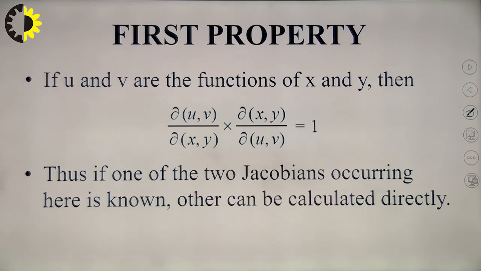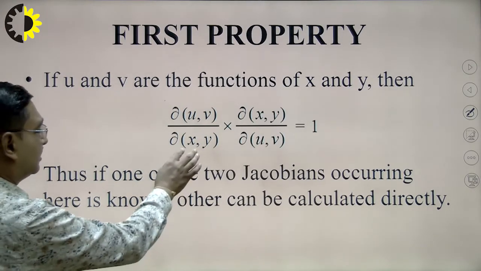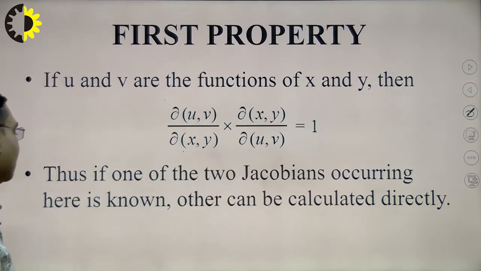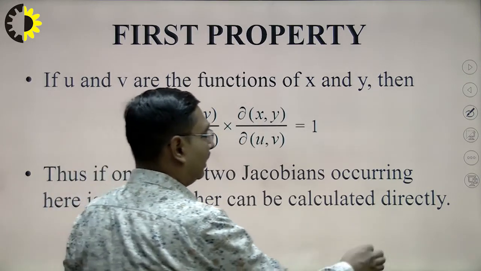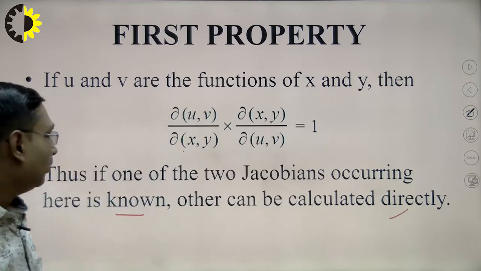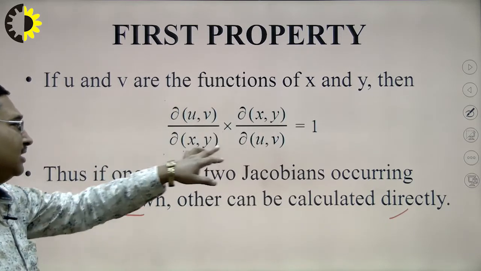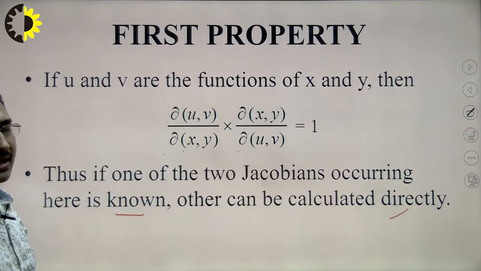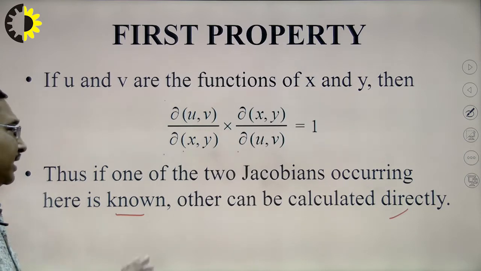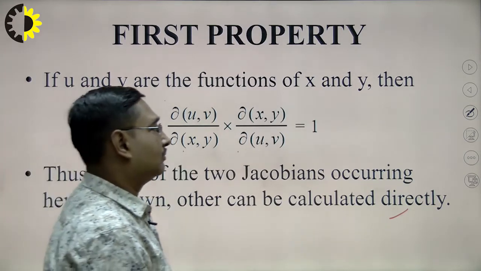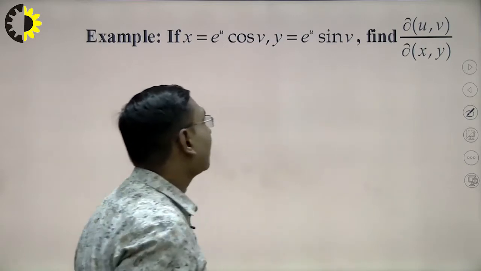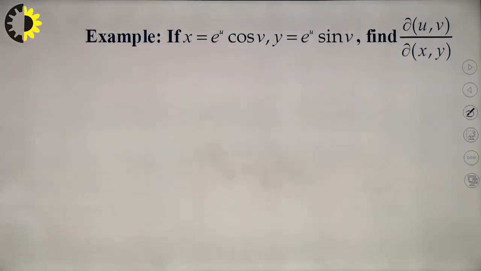Thus, if one of the two Jacobians occurring here is known, then the other can be calculated directly. If we know one of these Jacobians, then the second Jacobian can be calculated directly using this formula. We take an example to understand the procedure.